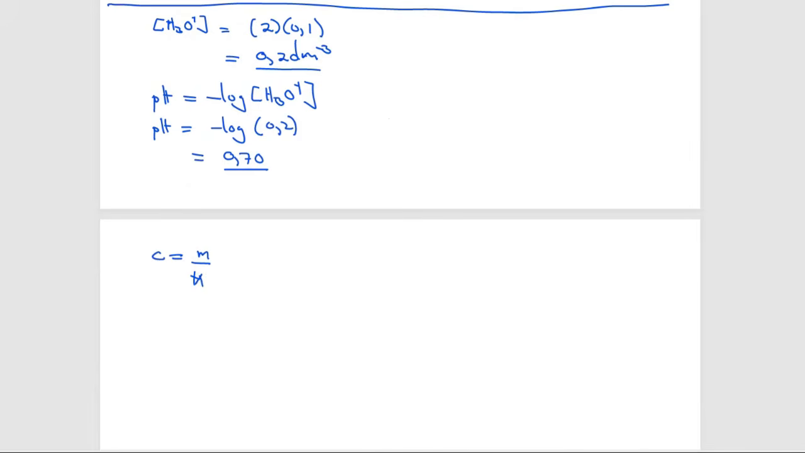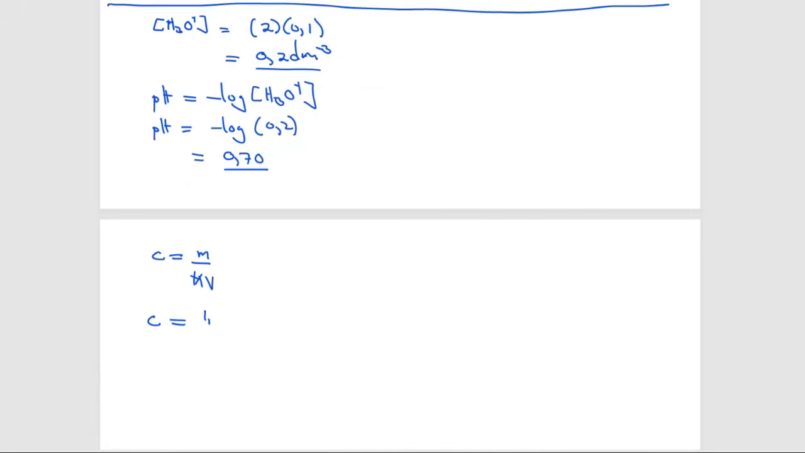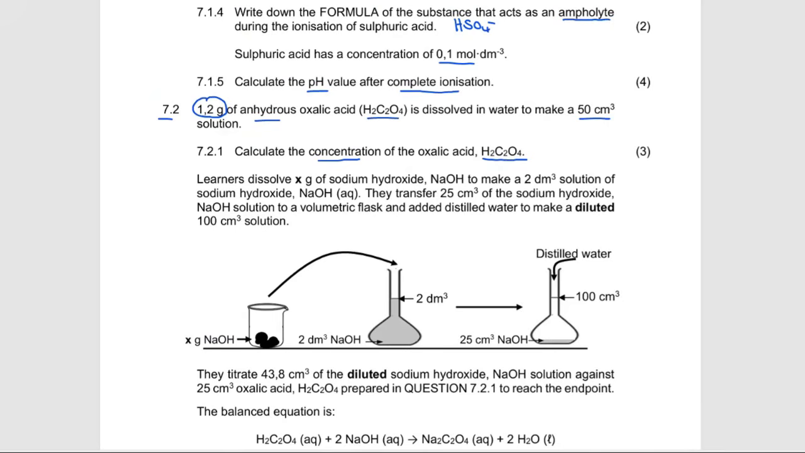So the concentration that we're looking for, our C, is equivalent to, so we're given the mass there. Let's look at the mass. It says here the mass is 1.2, right? So I'm going to use that value, 1.2, all over the molar mass of this oxalic acid, right?